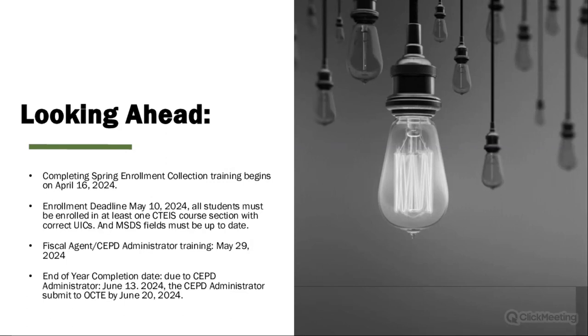Again, looking ahead, the level 5 fiscal agent and CPID administrator training takes place on May 29th. So there are some specific tasks that will not be discussed in this training that will be discussed in that training, specific for level 5 and CPID admins. So you want to make sure that you sign up for that training section. There are tasks that are different than we had in the previous fall training for fiscal agents and CPID admin. So we want to make sure that you remember that.